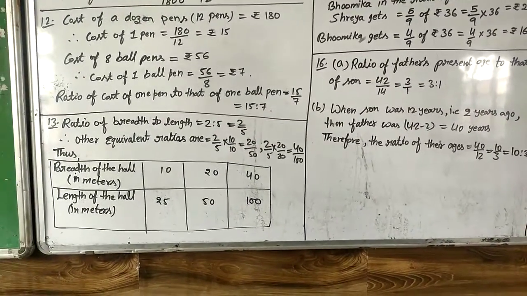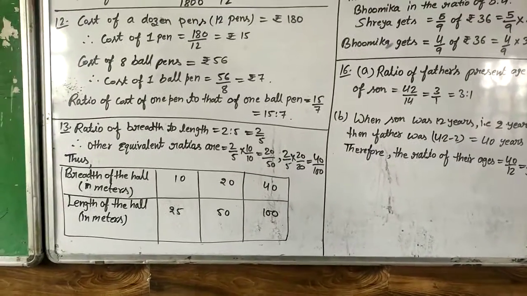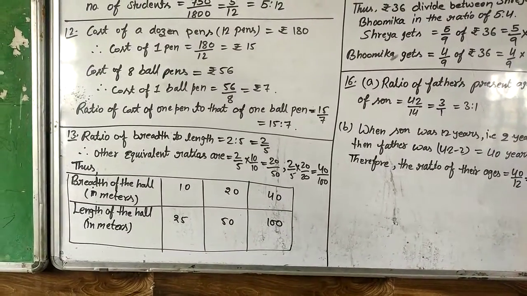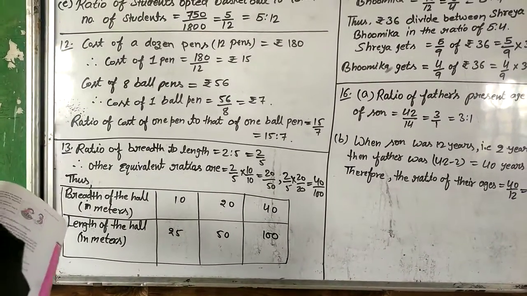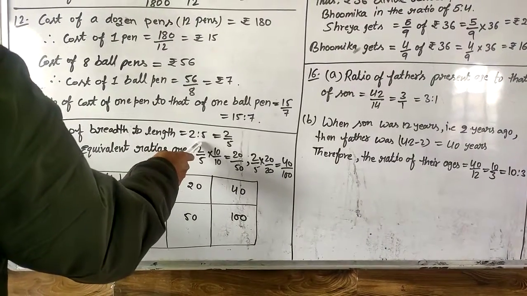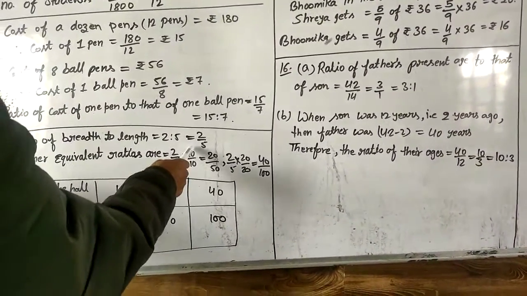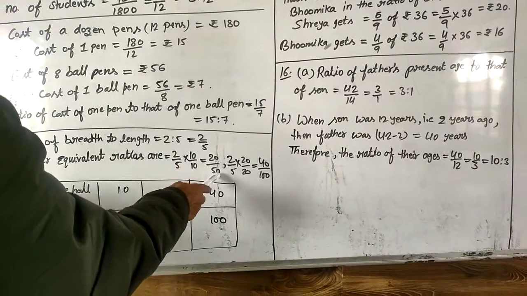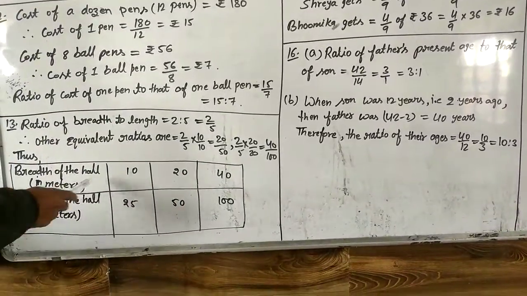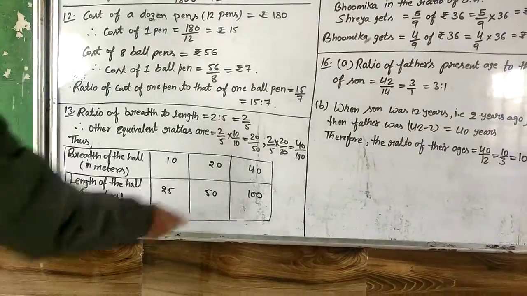Question number 13: Consider the statement: the ratio of breadth and length of a hall is 2:5. Complete the following table that shows some possible breadth and length of the hall. So breadth is given as 10, length is given as 25. So 2:5, 2 upon 5. Other equivalent ratios are 2 upon 5 multiplied by 10 upon 10, so 20 upon 50. Next, multiplied by 20 upon 20, 40 upon 100. So the breadth of the hall is 10, 20 and 40, and the length of the hall is 25, 50 and 100. That is the answer.